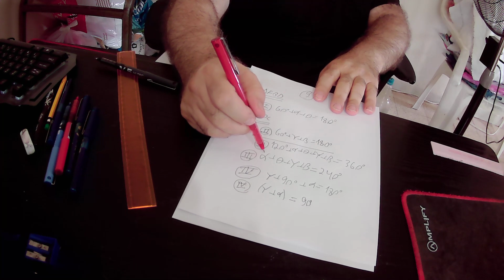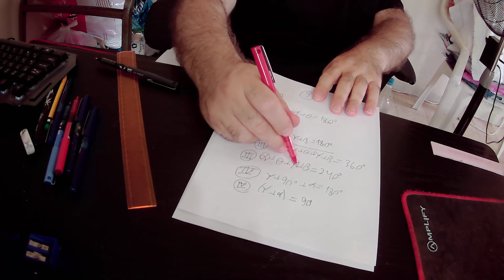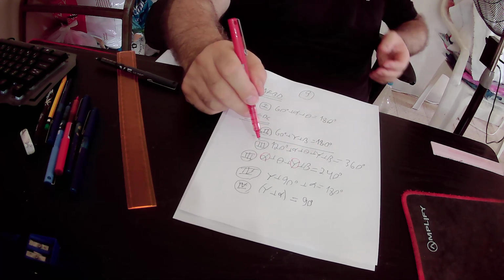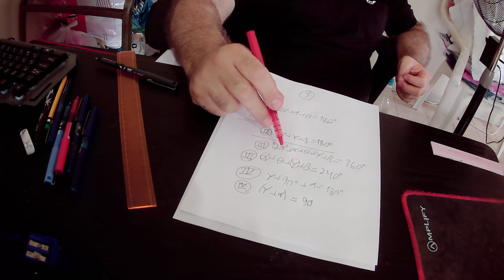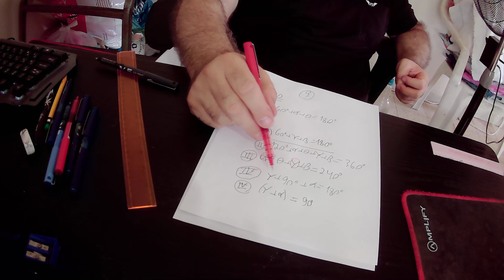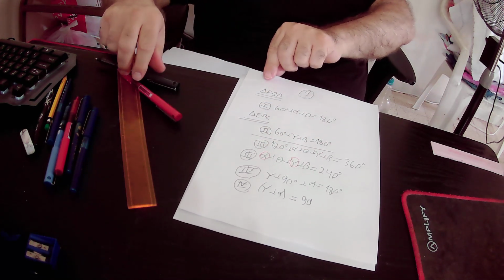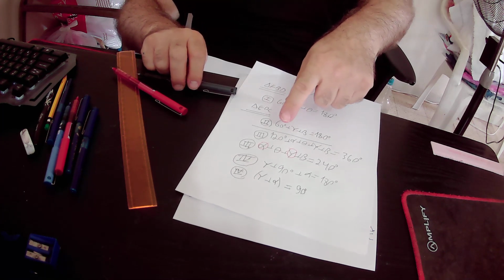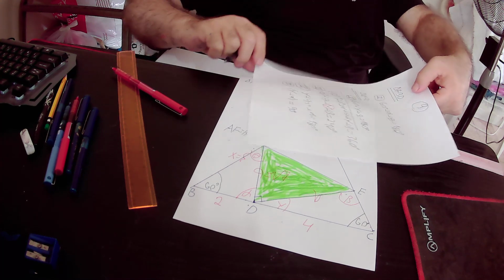Here we have alpha plus gamma in equation number 3. So we actually can substitute alpha plus gamma from equation number 3 by 90 degrees, because alpha plus gamma equals 90 degrees. Okay, so we will substitute alpha plus gamma from equation number 3 by 90 degrees.